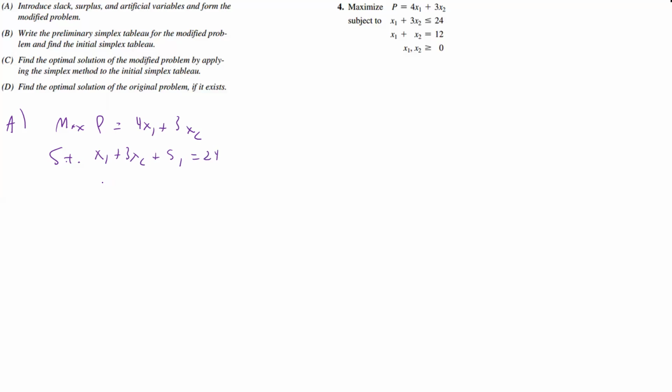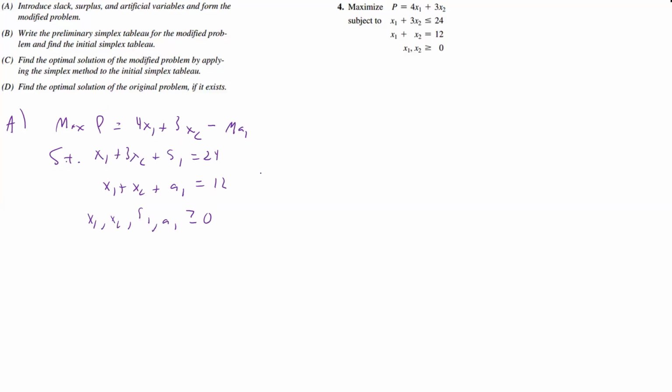Now we have x1 plus x2. Now I have to add that artificial variable, that's equal to 12. Since we added it here, we're going to have to subtract it off in the objective, and we'll just call it MA1. Now x1, x2, s1, and a1 all have to be greater than or equal to 0. So that's basically our new modified problem.